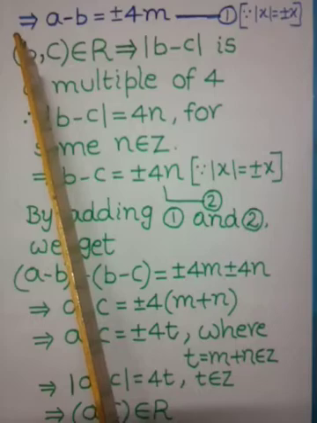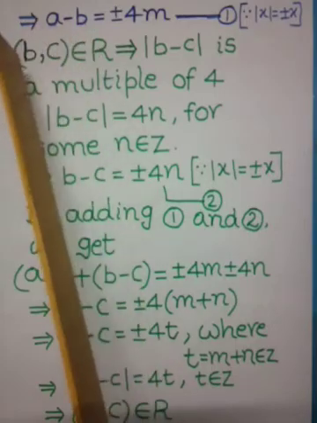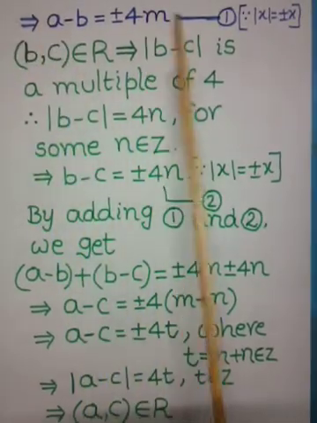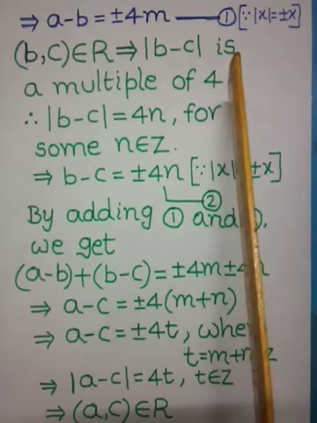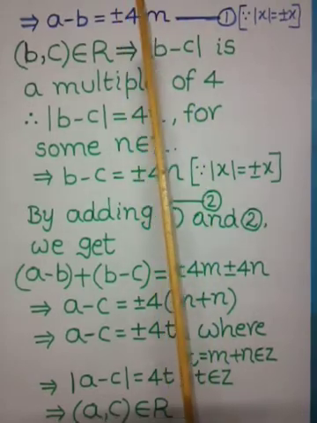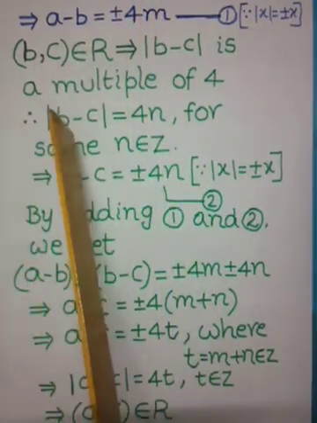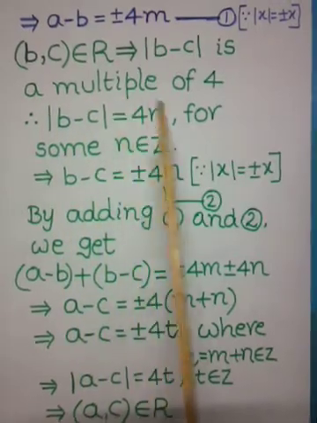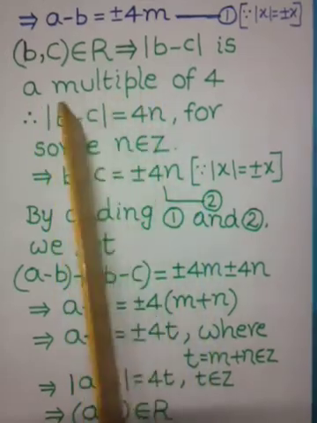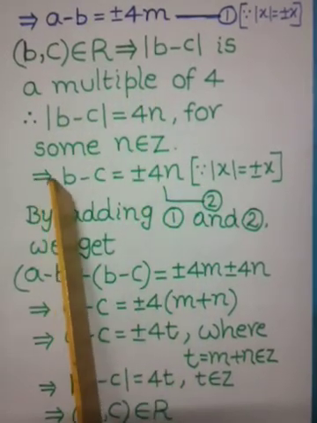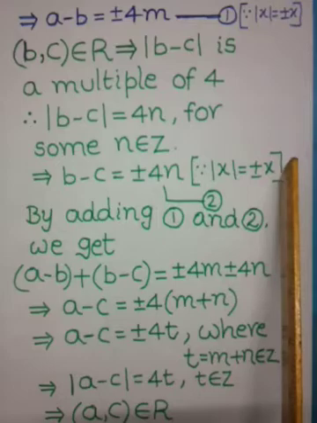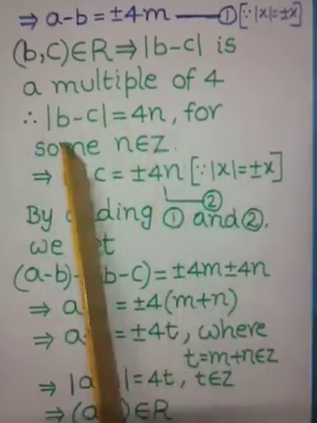Similarly, we assumed that the ordered pair (B, C) also belongs to R. How can we write this relation between B and C? Modulus of B minus C is a multiple of 4, isn't it? Now we write this statement in the form of an equation as we wrote in equation 1. Therefore, modulus of B minus C is equal to 4n for some n belongs to Z. Now just by removing the modulus symbol, we get B minus C is equal to plus or minus 4n, because modulus of x is equal to plus or minus x. You know this property. Now consider this as equation 2.